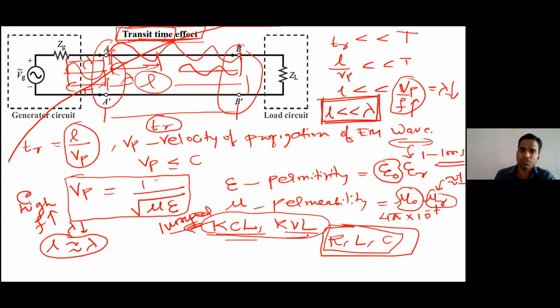But what happens is, because of the transit time effect, the length becomes comparable to that of the wavelength. Then you cannot apply KCL KVL. So how will we be analyzing the circuit then? We know only this tool, KCL KVL, till now, right? To analyze any circuit, we apply KCL, we apply KVL. But suddenly at high frequency, the length of the line becomes comparable to wavelength, and because of the transit time effect, this lumped element model fails, and we cannot apply KCL KVL. So what we need to do?